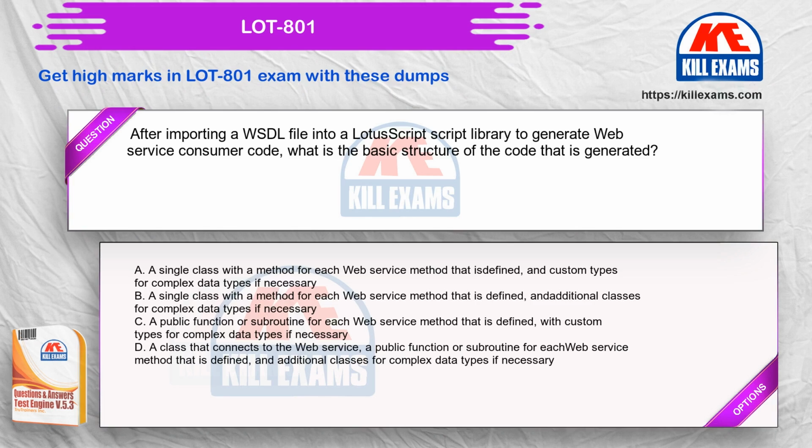Option C. A public functional subroutine for each web service method that is defined, with custom types for complex data types if necessary. Option D. A class that connects to the web service, a public functional subroutine for each web service method that is defined, and additional classes for complex data types if necessary.